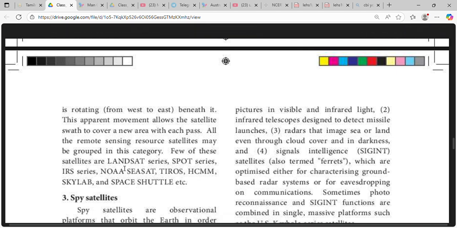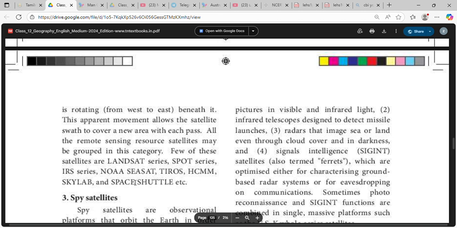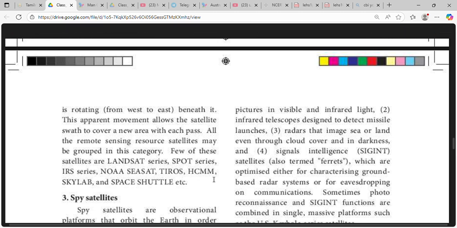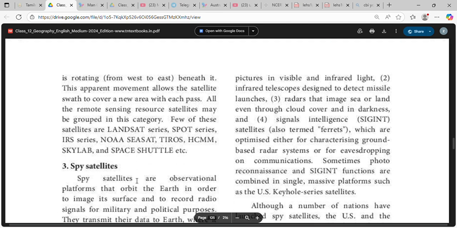All the remote sensing resource satellites may be grouped in this category. A few of these satellites are the Landsat series, Spot series, IRS series, NOAA satellites, TIROS, HCMM, Skylab, and Space Shuttle, etc.